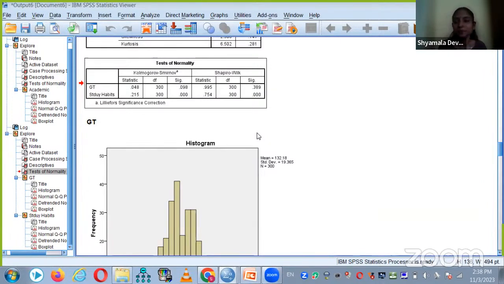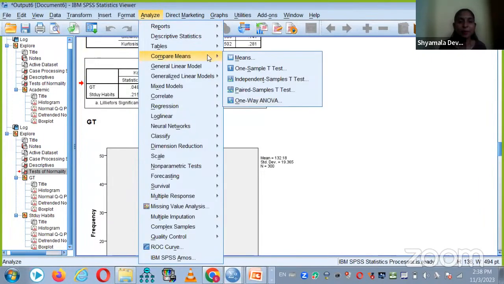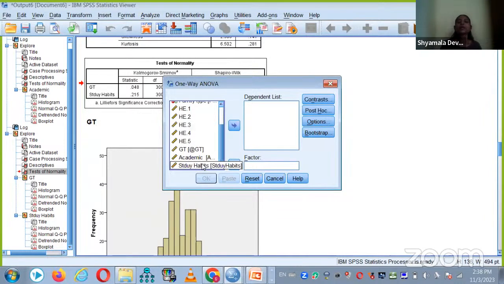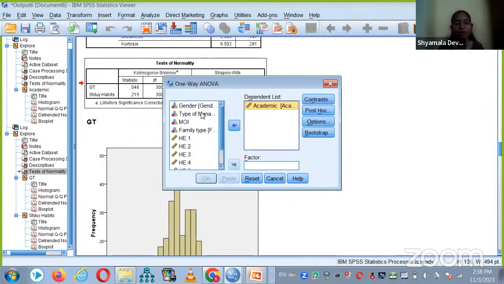So analyze, compare means, one-way ANOVA. In one-way ANOVA, under dependent, I have to shift the continuous variable. So that is academic achievement. And under factor, I have to shift the discrete variable. The discrete variable, as I have already told, is type of management, because it has more than two subgroups.